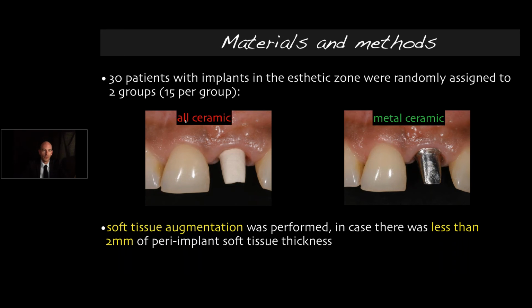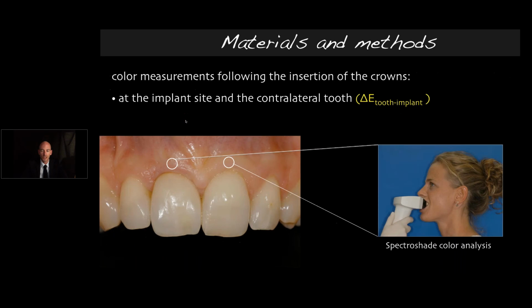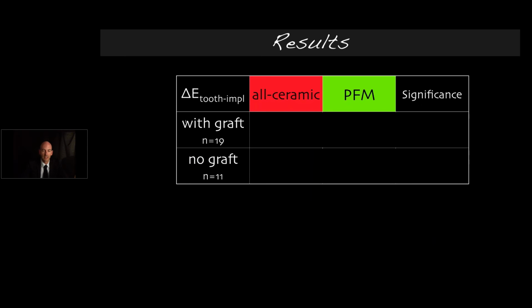So let's go through the outcomes. The outcomes were measured from an aesthetic point of view using a specific device, a spectrophotometer, comparing the implant site with the contralateral tooth site. Now we're looking at the results. You can see in red the all-ceramic group, and in green the PFM or metal-based group. Then you see N19, that's the group with grafting, and N11, that's the group without connective tissue grafts.